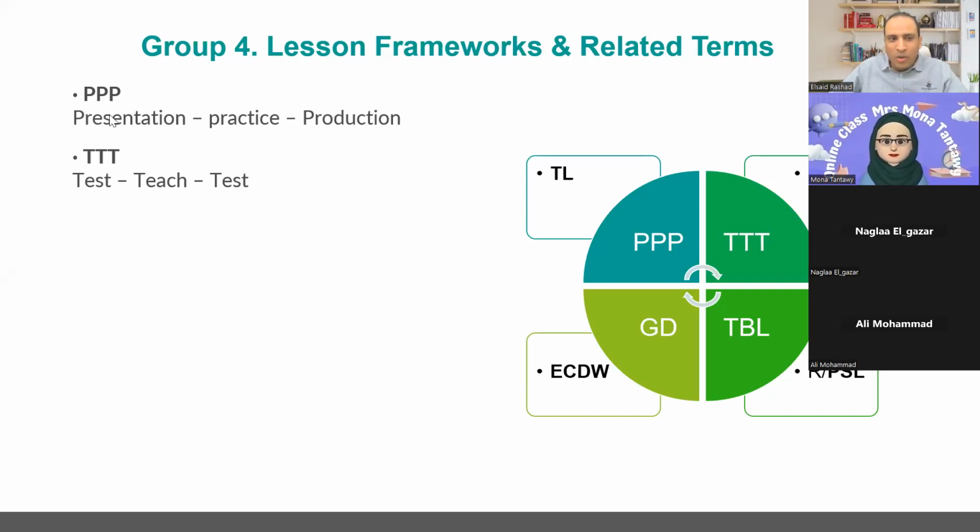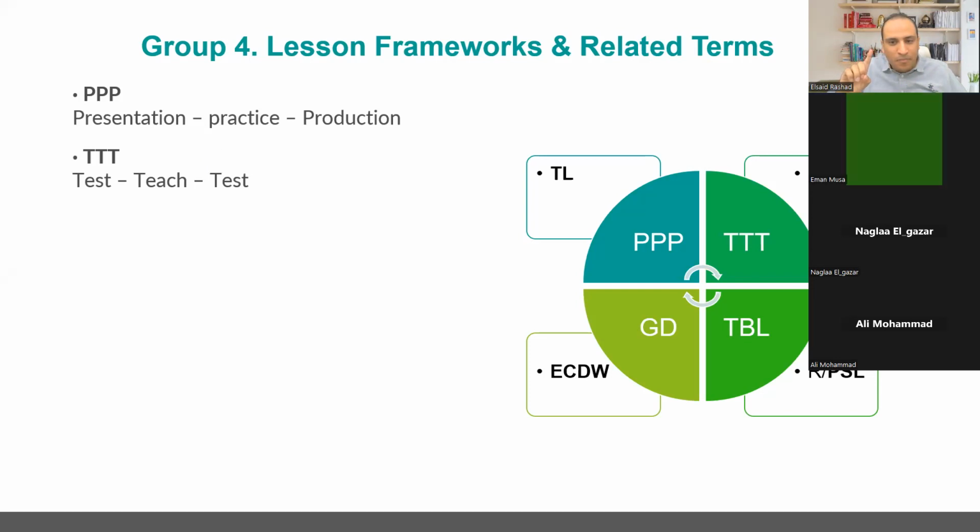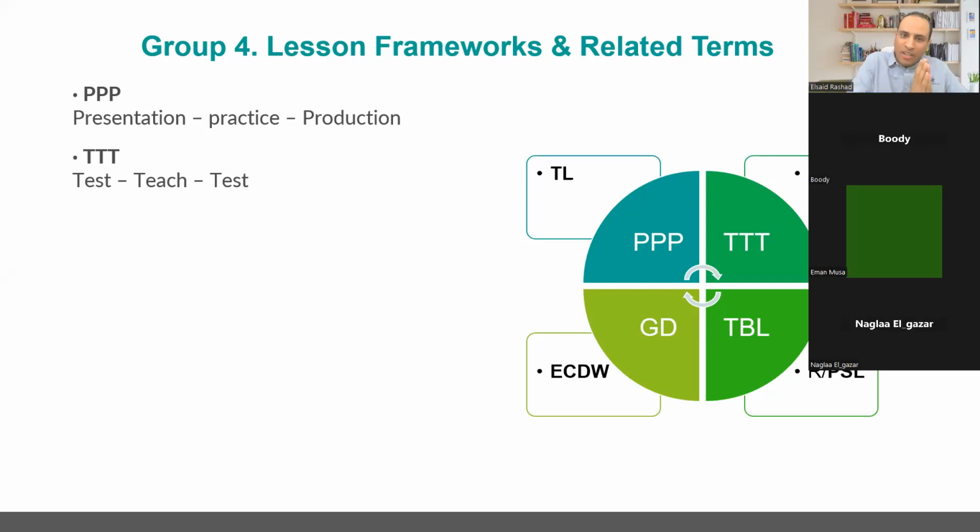I will give you an example. If you're going to teach elementary level learners the present simple tense, are you going to use presentation, practice, production or test, teach, test? Elementary, not beginner. Not PPP, because they studied the present simple tense when they were beginner level students. Now they are elementary.